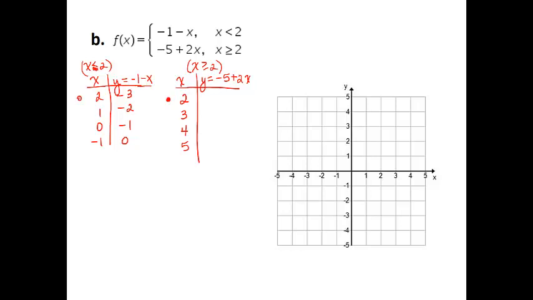When I plug in 2, I would get negative 5 plus 2 times 2, or negative 5 plus 4, which is negative 1. Negative 5 plus 2 times 3 is negative 5 plus 6, or 1. Negative 5 plus 2 times 4 is negative 5 plus 8, or 3. And negative 5 plus 2 times 5 is negative 5 plus 10, or 5.